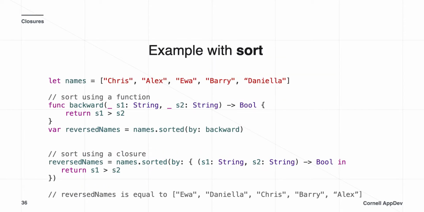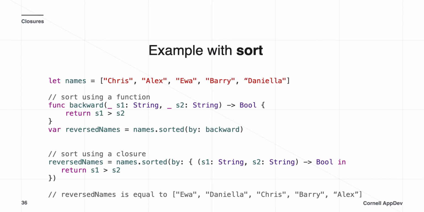Okay, and we'll look at a more concrete example. Let's say you have an array of names: Chris, Alex, Eva, Barry, Daniela, and what you want to do is sort these names backward. The way you sort a list in Swift is you do list.sorted(by:), and after the by you have to give it a function of how you're going to sort this array.